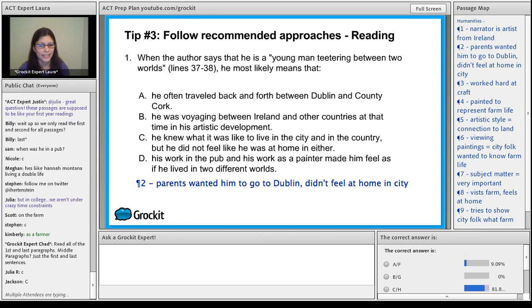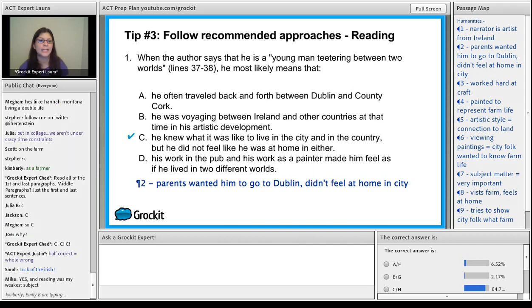It has to be C because, especially, remember, you read that conclusion paragraph. It talked about how he felt he had a responsibility because he lived in the city, but he felt like he needed to represent those people on the farm.